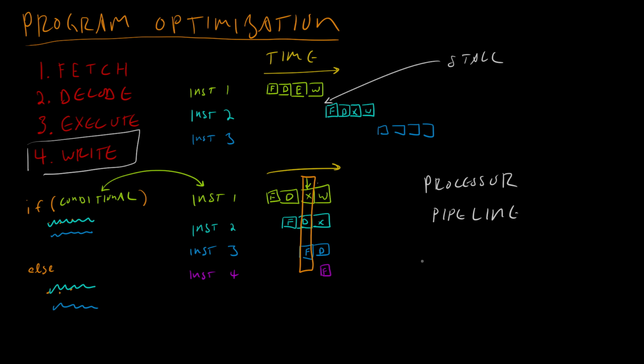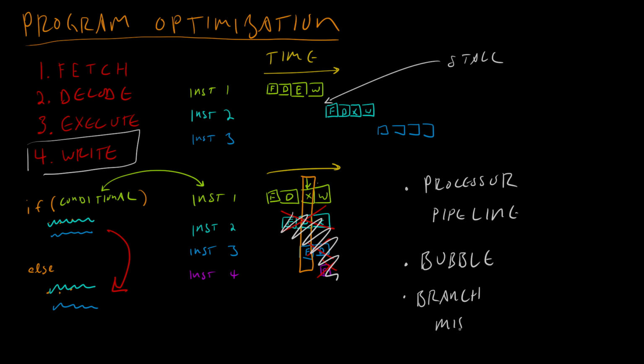But if it guessed incorrectly, then it has to back up. It's got to say, well, crap, I fetched and decoded and executed instruction 2, but that was wrong, and this is wrong, and this is wrong, and then it has to go to the other side of the other part of the code and execute that instead. And this is very bad. It has 2 names. It's called a bubble, a bubble because there's now a bunch of open space that we could have been using to execute instructions. Or it's also called a branch misprediction.